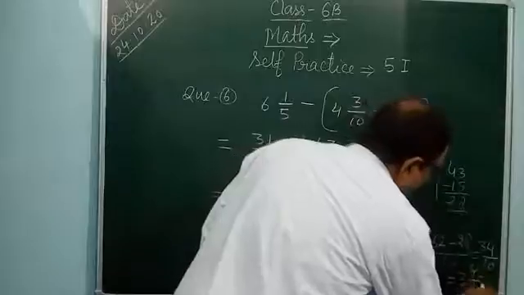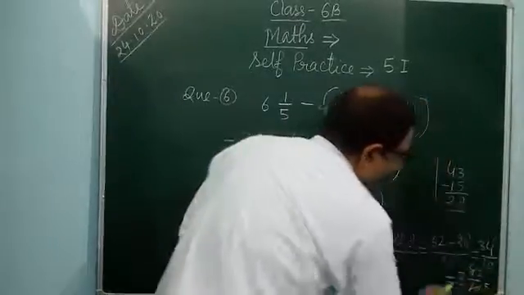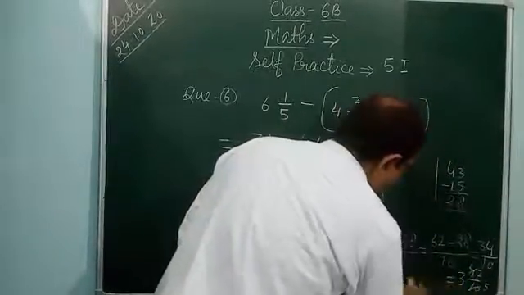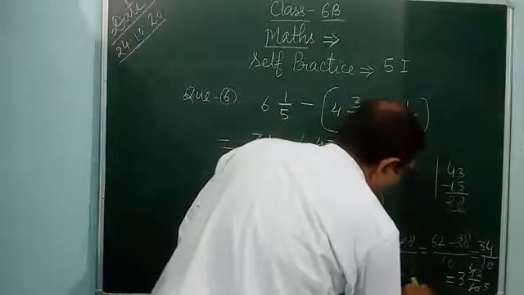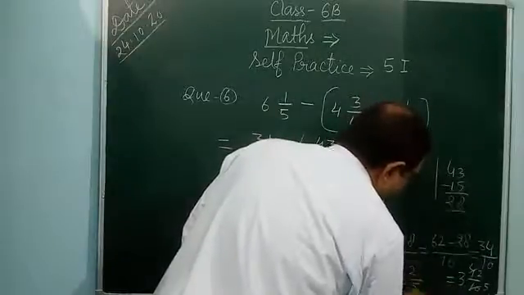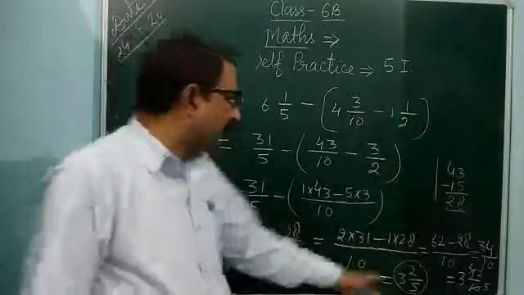2 2s are 4, 2 5s are 10. So in the place of 4 by 10 you can write 2 by 5. So it will be 3 and 2 by 5. So last answer is 3 and 2 by 5.